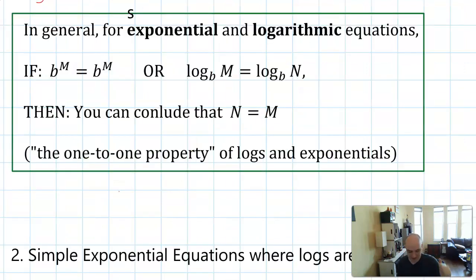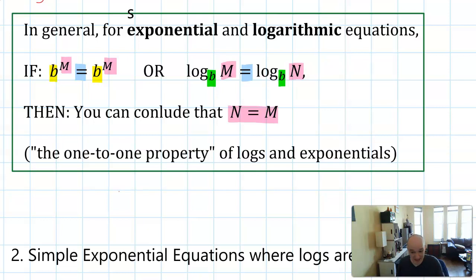So to summarize this general strategy for exponential and logarithmic equations: we've been doing exponential, but you previously did this with logarithms as well. If you have a matching base and an equal sign, you can equate the exponents. You can conclude that n is equal to m. And the log property says the same thing. If you have a matching base and an equal sign, you can conclude that the insides must be equal.